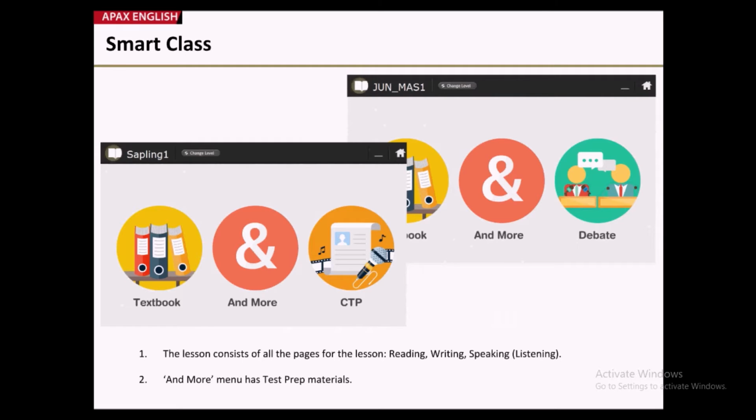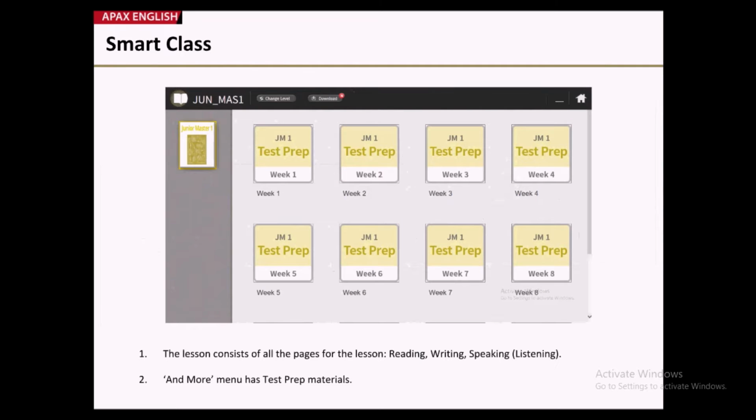Next, where is the test prep located? If we look at Smart Class, we can see that there's an "and more" feature added now for Sapling and Junior Master. If you select this feature, it will bring you to the test prep material. We can also see that each week of test prep is named week. So very creative name there. And you will select whatever week you're teaching on that day 3.